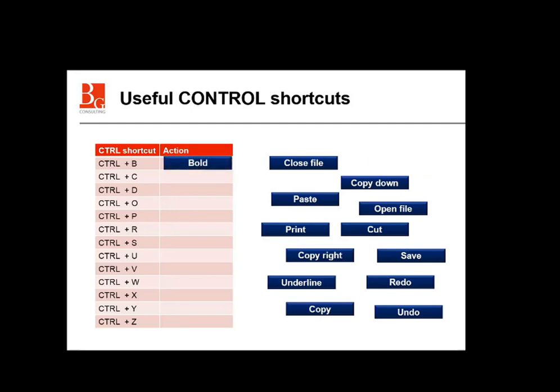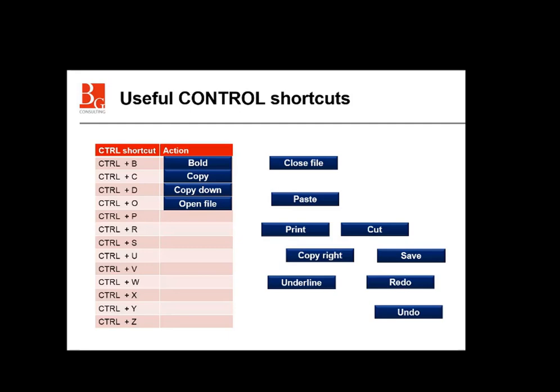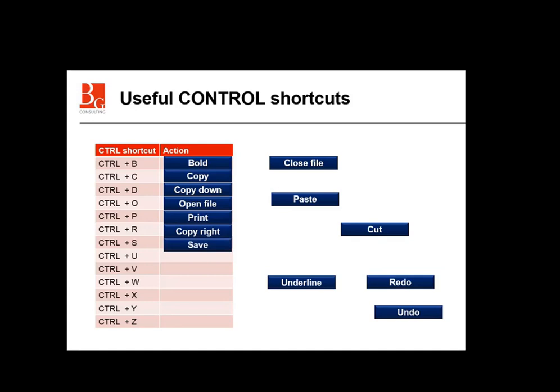Control B is to bold. Control C is copy. Control D is copy down the contents of the cell above. Control O is open file. Control P is print. Control R is copy right. Control S is save. Control U is underline.